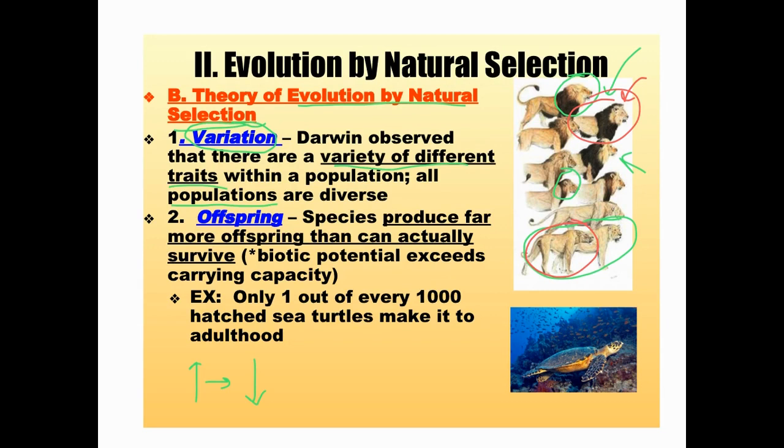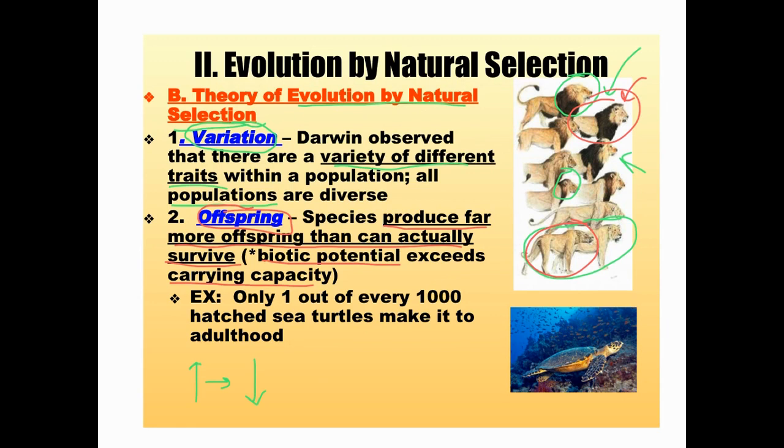Another thing that Darwin noticed, that in the wild, far more offspring are produced than can actually survive. That means, I don't know if you remember from ecology, biotic potential, that is the total amount of organisms that an ecosystem can support, but it exceeds the carrying capacity. So basically it means that in the wild, there is a struggle for existence. It's hard to survive. It's hard to find food.